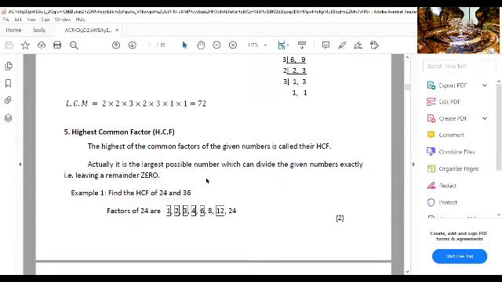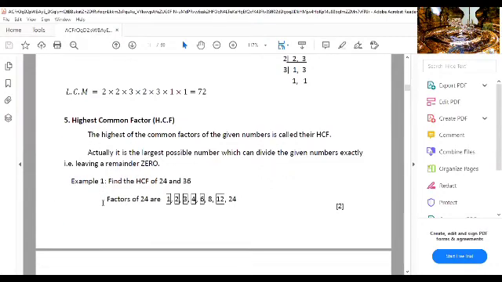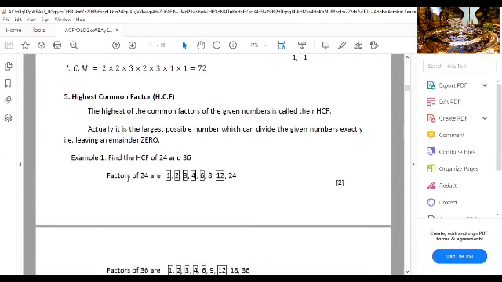Actually, it is the largest possible number which can divide the given numbers exactly. That means we have to take the numbers and divide these numbers, but in this we take the largest one that exactly divides. See an example, through which we can understand easily. Suppose we find the HCF of 24 and 36.